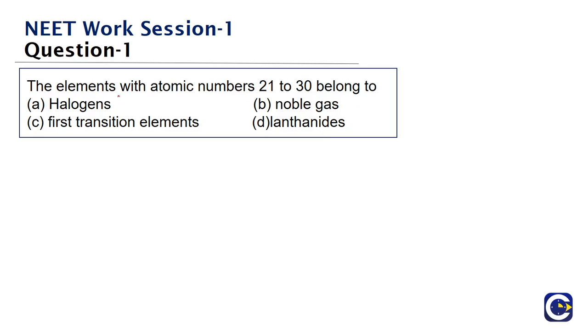The elements with atomic number 21 and 30 belong to. This is a rather straightforward kind of a question. So here we have elements with atomic numbers 21 and 30. They're asking where these elements will actually belong to. So if you look at 21, there are different ways of answering this question. In fact, scandium is the element with atomic number 21 and zinc is the element with atomic number 30.